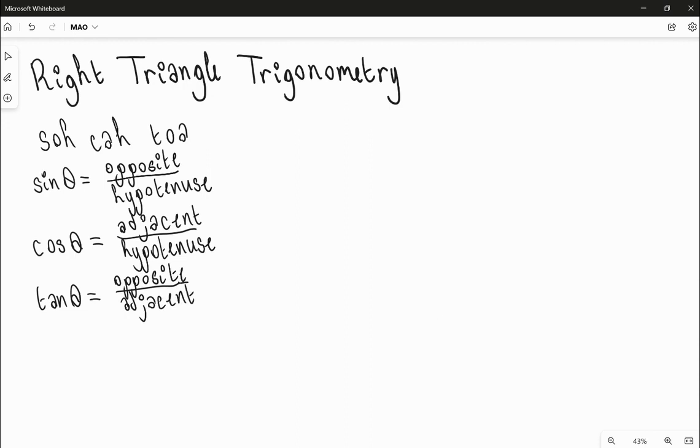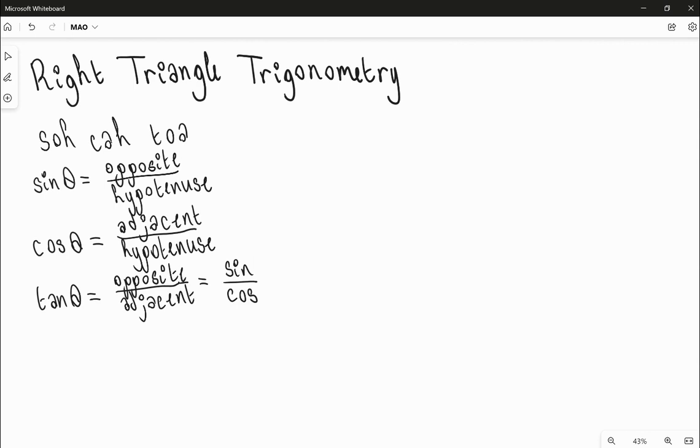But tan is special because that would be the same thing as sine over cosine. Because if you have opposite over h and then you divide that by adjacent over h, the denominators of both are the same, so they cancel out and you end up with opposite over adjacent. So that's how you get sine over cosine.